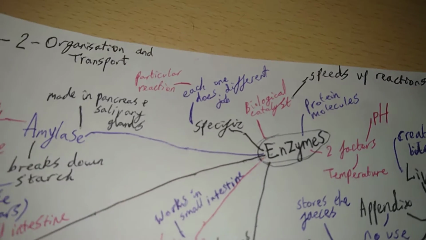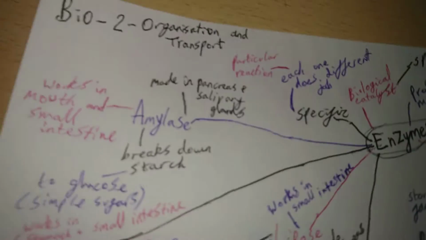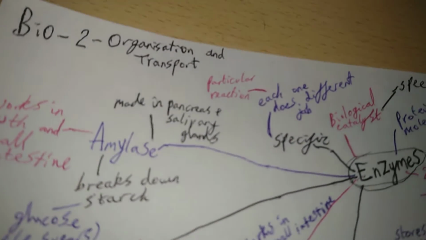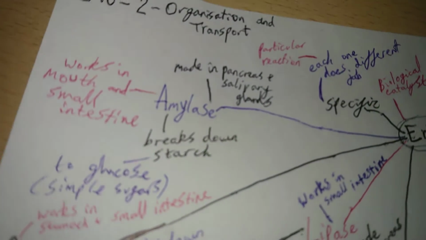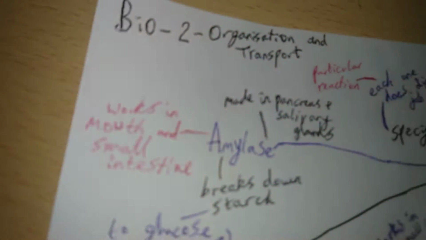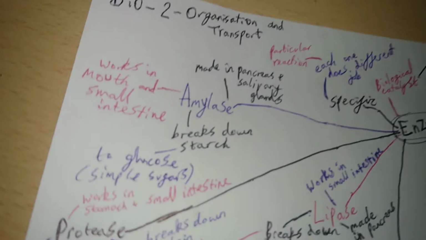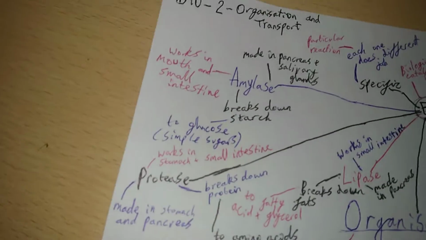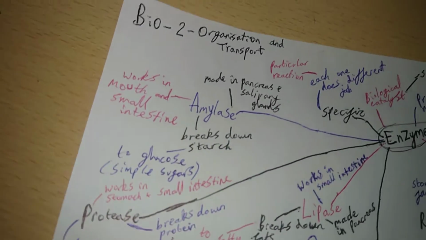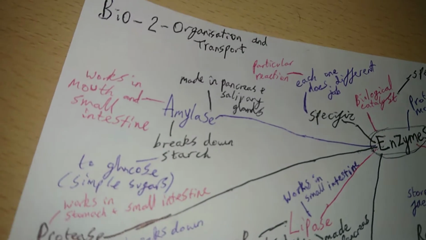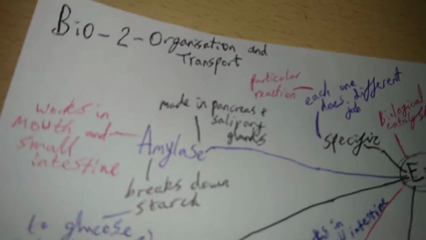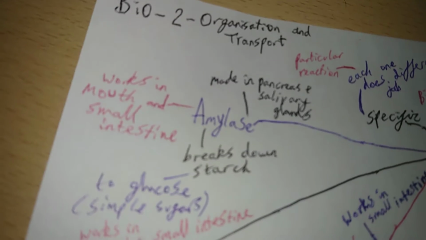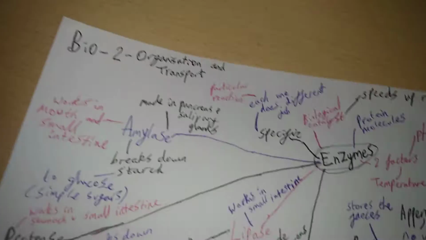So the first enzyme we're going to talk about is amylase. So amylase is made in the pancreas and the salivary glands, and it breaks down starch. It works in the mouth and the small intestine. So what it breaks down starch to is glucose, which is a simple sugar. You will probably need to know this. Just where it's made, where it works, and what it breaks it down to.